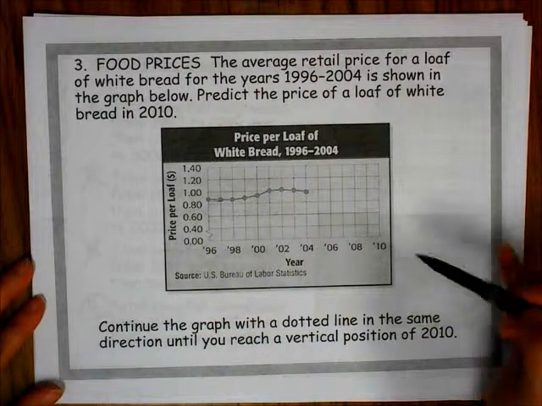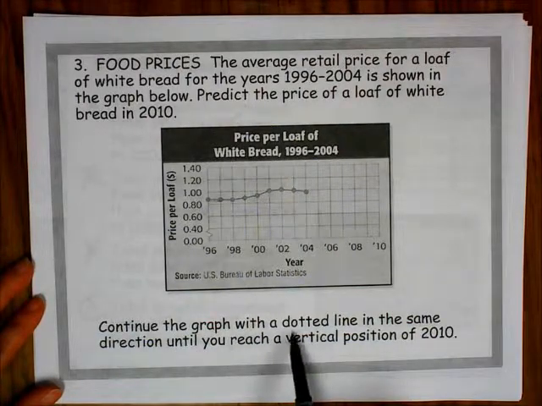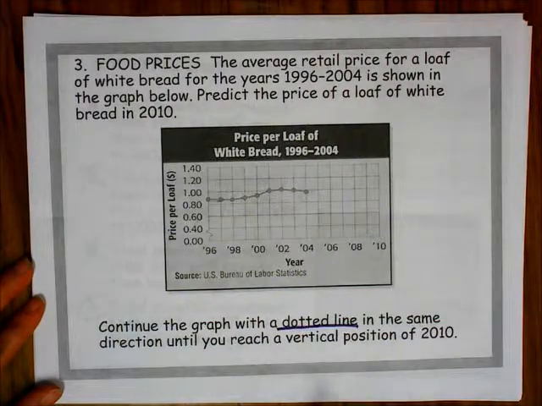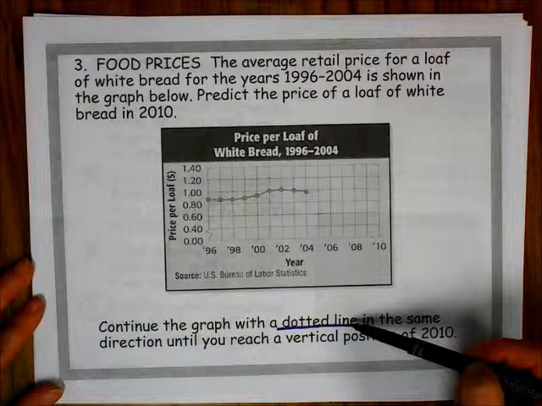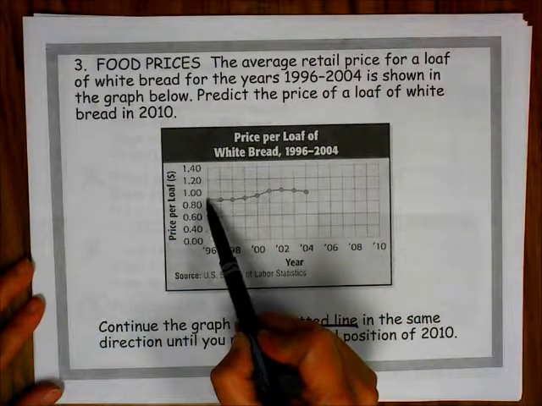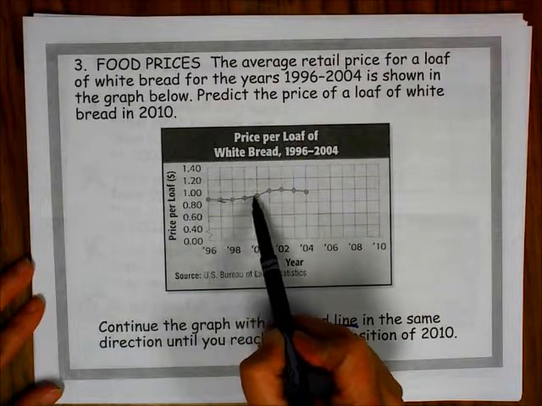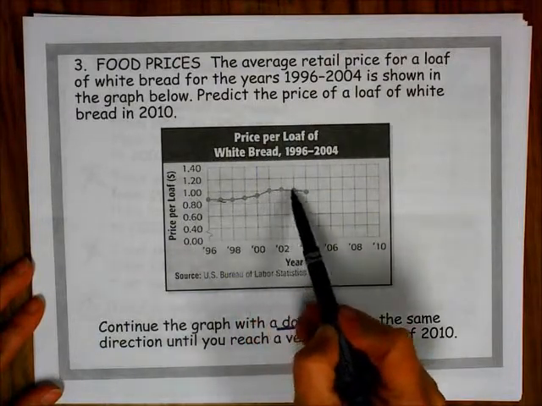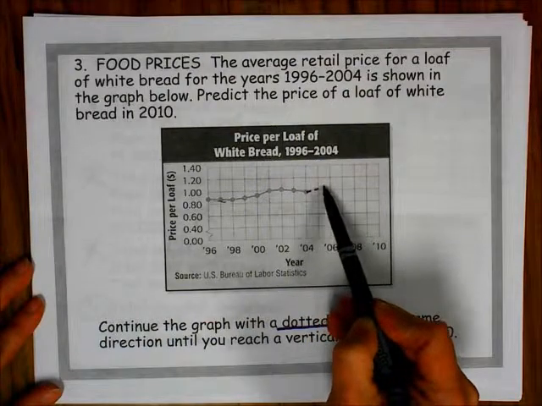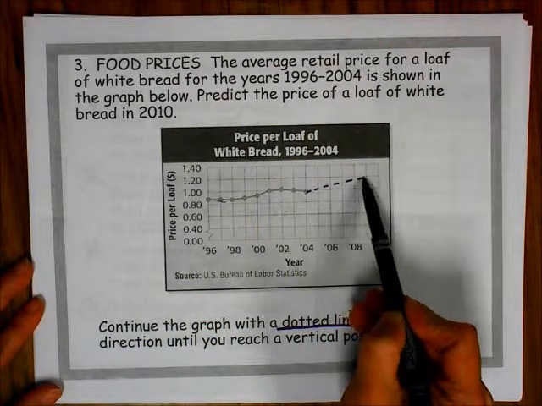But here's what I'm going to do. I'm going to continue the graph with a dotted line in the same direction until I get to 2010. The reason I use a dotted line is because that is just going to be a prediction. So notice it's pretty much a steady increase. It evens out. So I'm going to follow the line and predict it's still going to continue to slightly go up.